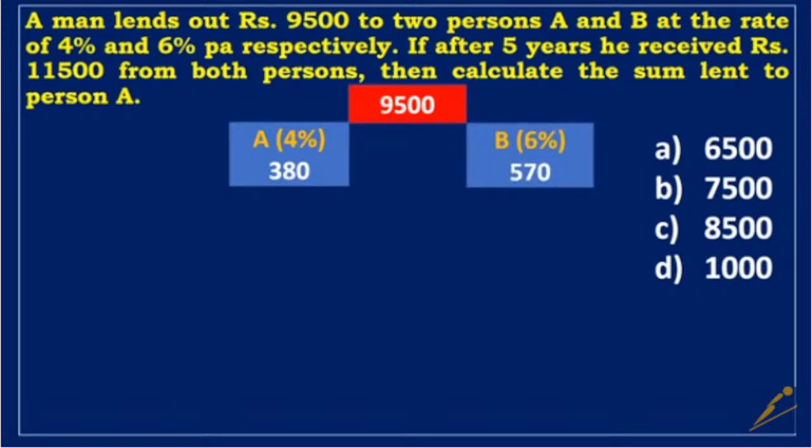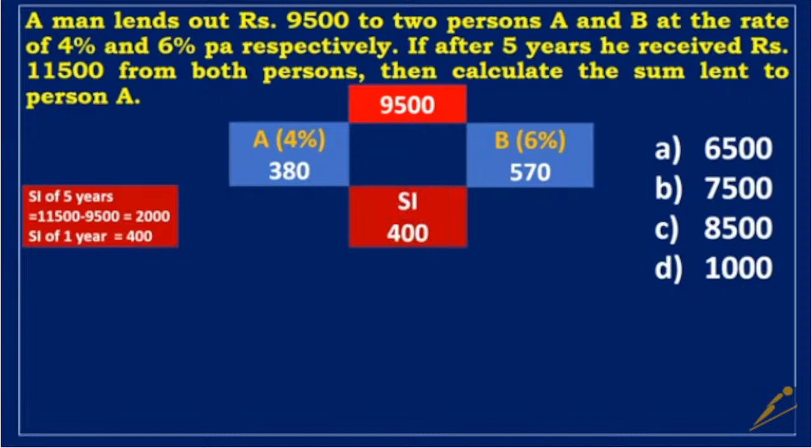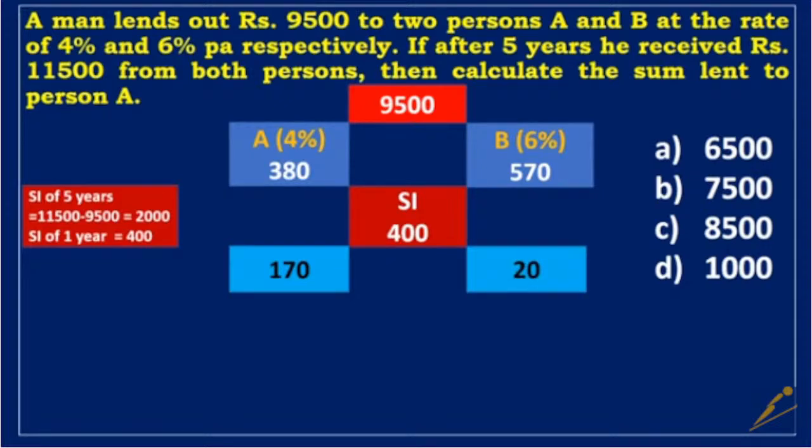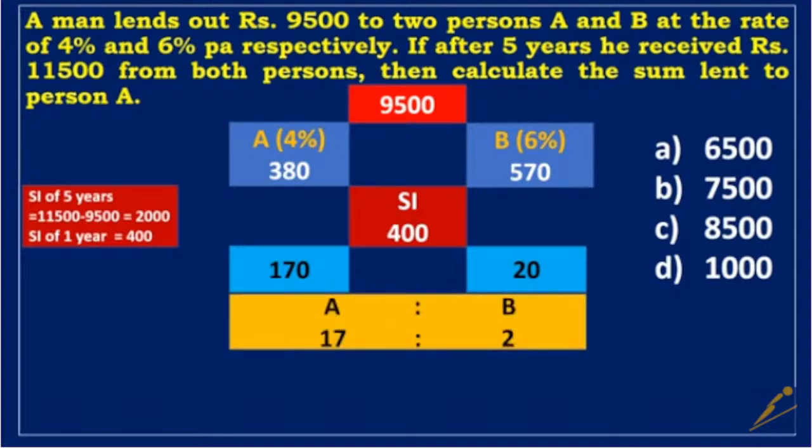The difference between the amount of 11,500 rupees and the principal of 9,500 rupees yields simple interest of 5 years, which is 2,000 rupees. The simple interest per year from both persons is 400 per annum. The difference between 570 and 400 is 170. Similarly, the difference between 400 and 380 is also 20. It suggests that the person A to person B ratio is 17 to 2.